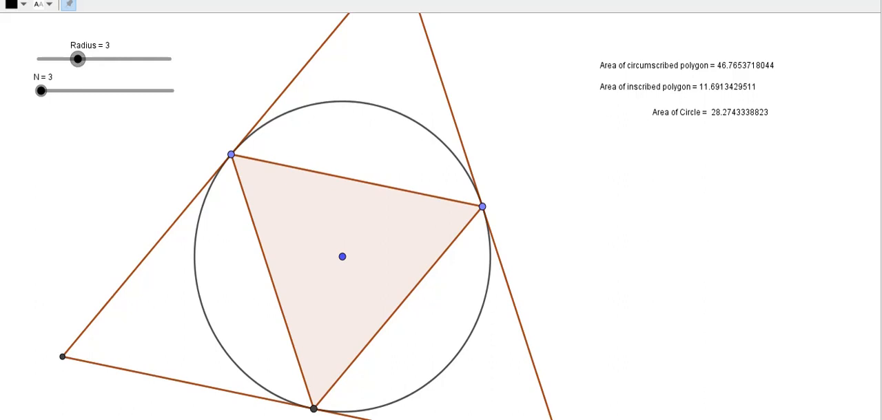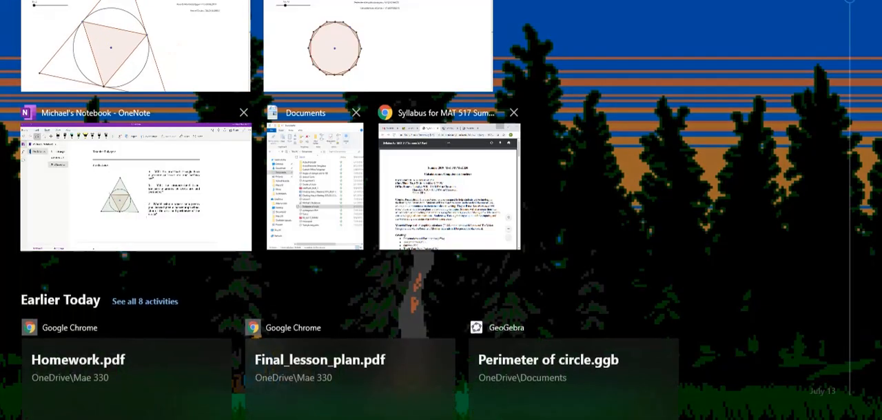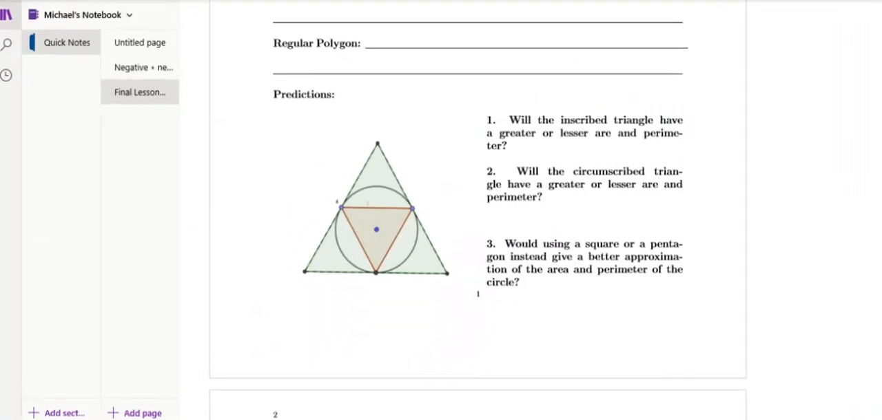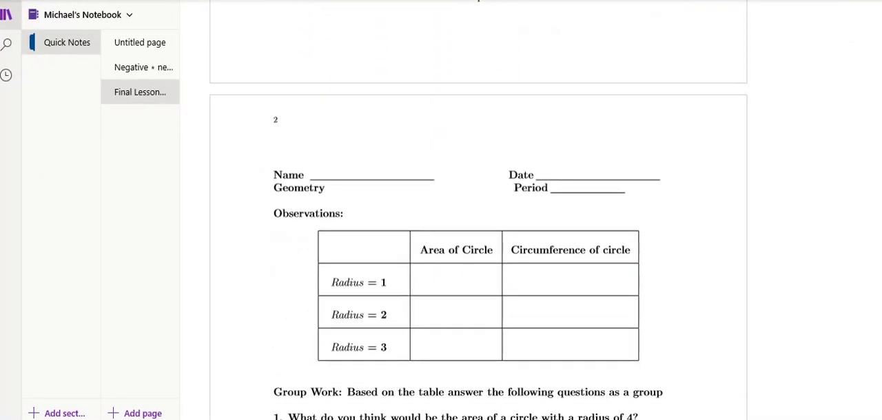So let's go back to our chart, and I hope you were filling it out as you were following along, but I'll fill it out here as well.